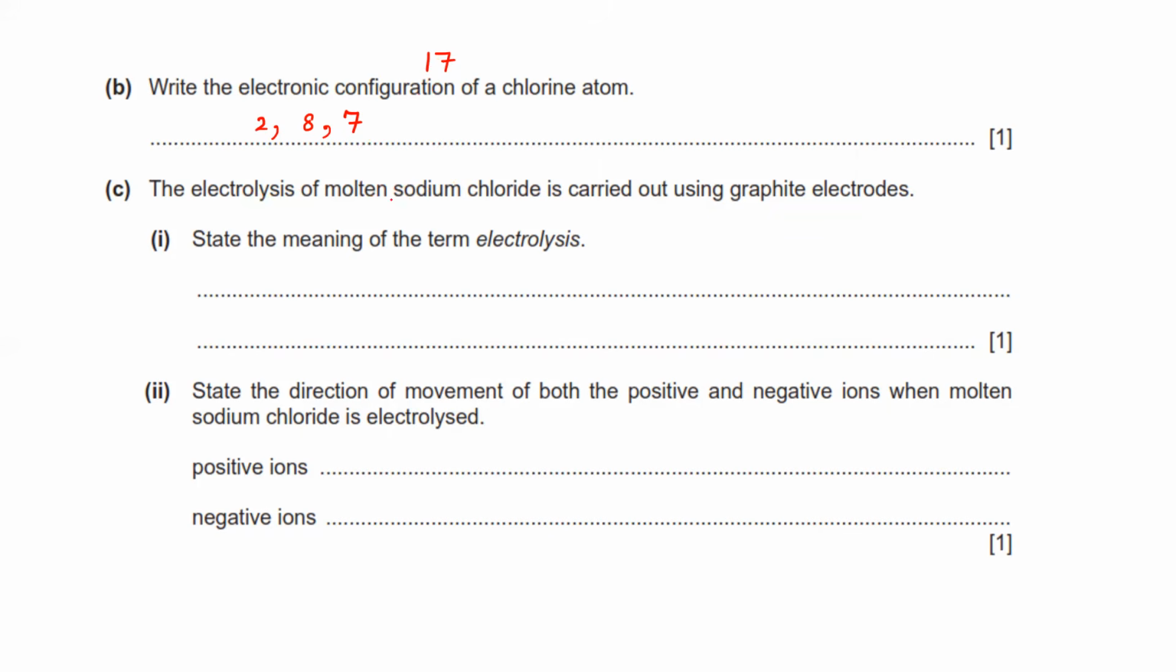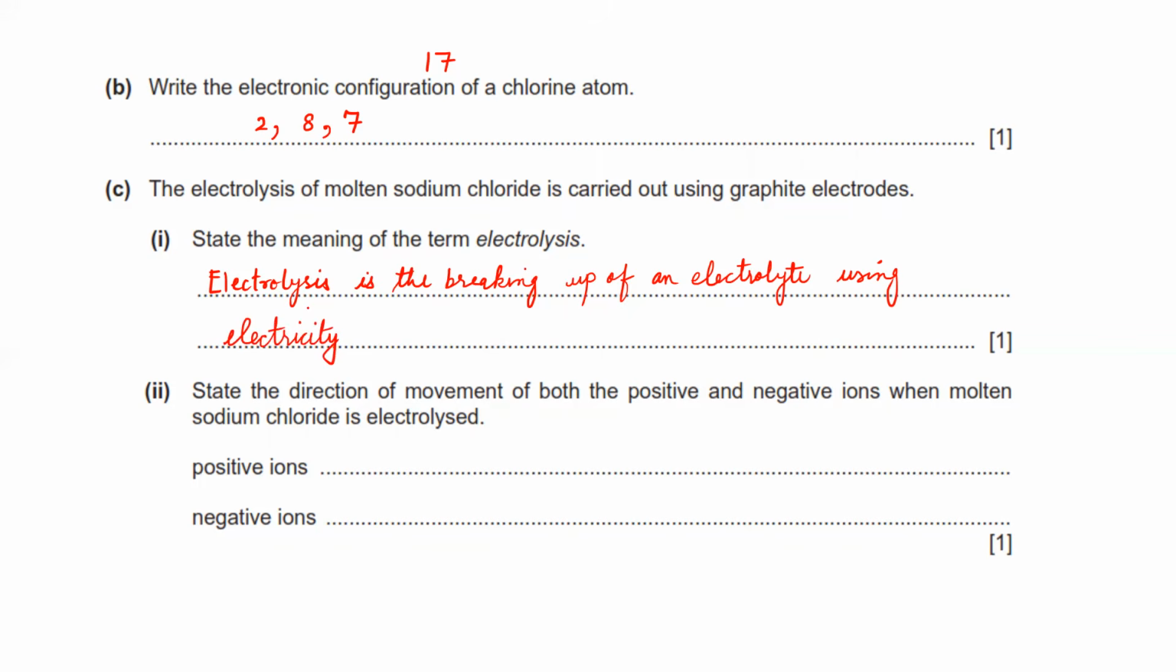Part C, the electrolysis of molten sodium chloride is carried out using graphite electrodes. What is the meaning of electrolysis? So electrolysis is breaking down of any solution with the help of electricity. So we can write it as electrolysis is the breaking up of an electrolyte using electricity.